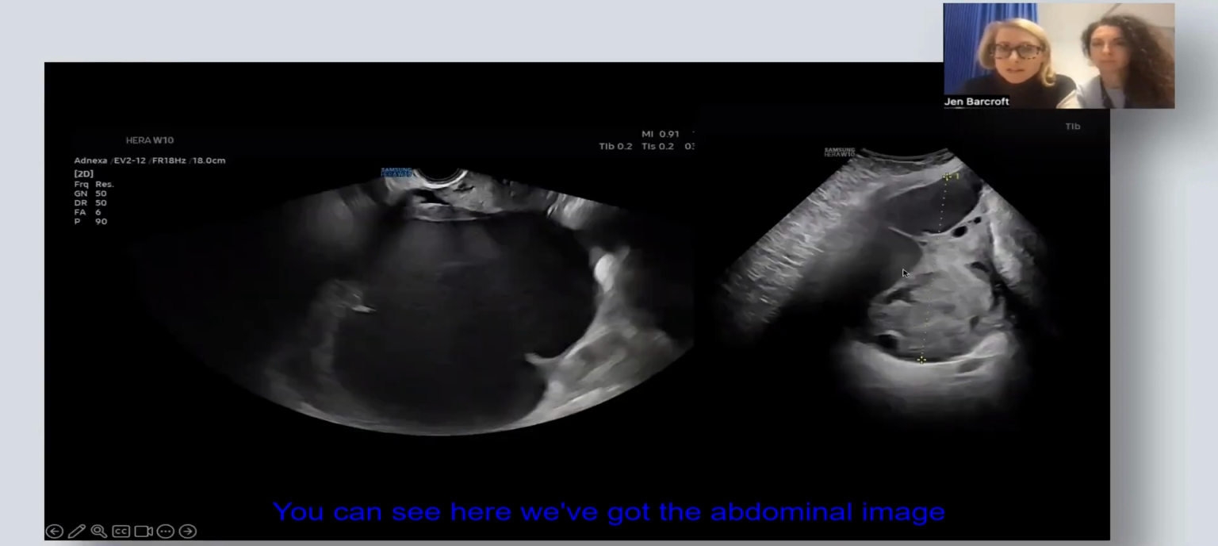You can see here we've got the abdominal image and we've got the transvaginal image. This is really just to demonstrate the difference you can get in terms of the perspective of a cyst by using transabdominal plus transvaginal images. You can see here that we have an incomplete septa, which in the transabdominal image is demonstrating a complete septa, showing that this is a multilocular solid cystic structure.